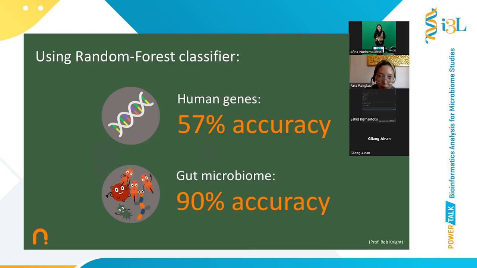If you use the same type of classifier, the same type of machine learning algorithm called random forest, maybe you've heard of this, if you use human genes to predict this, you would only get 57% accuracy. This is based on the research by Professor Rob Knight, compared to the gut microbiome. So you see why people get excited about microbiome. How can we get higher accuracy from these microbes than from our own genes? It shows that microbes and their interactions play a very important role in our life, right?